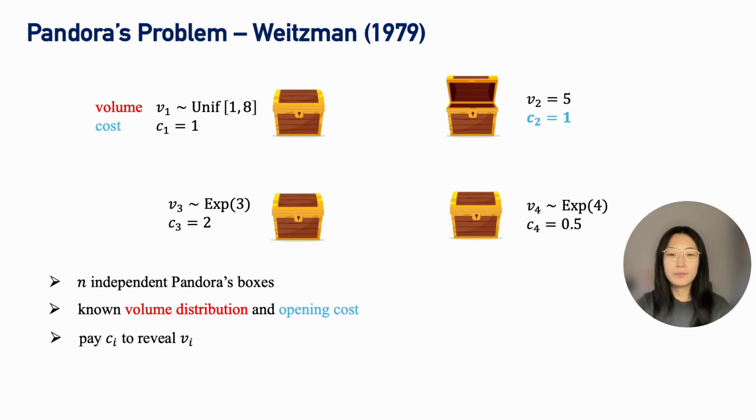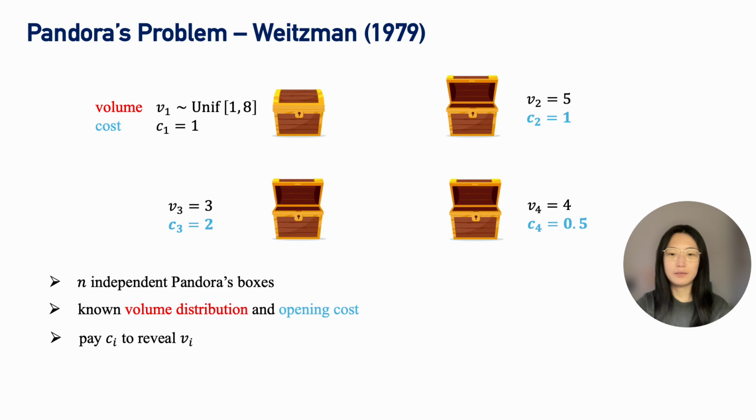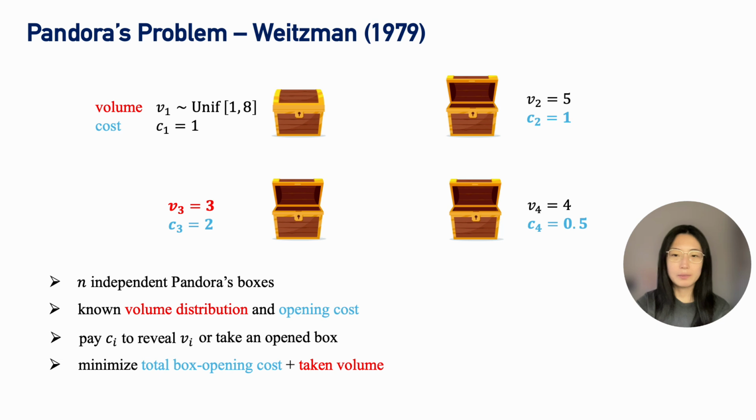You may either pay the cost to open the box and see its true volume. Here, suppose we first open the second box and see the true volume is 5. Then we pay C3 and see the true volume of the third box is 3. And we pay C4 to see the fourth box has volume 4. And you may also decide to take an open box and stop the procedure. Here, suppose we take the third box whose volume is 3. The goal of this process is just to minimize the total cost spent on opening boxes plus the volume of the box that we take in the end.